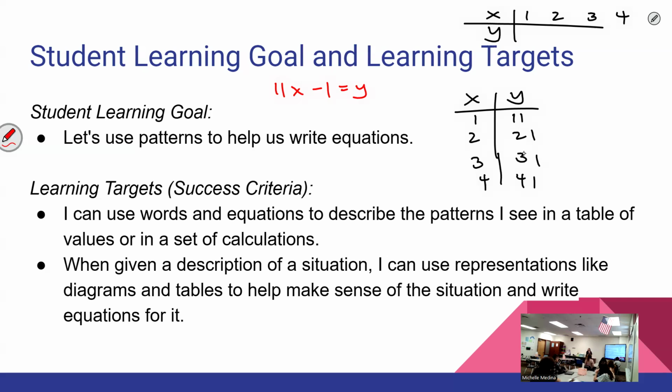Does anyone think they have it? What could I do to the X? Ten plus 1. Okay, let's try that. What's 1 times 10? And then what's 10 plus 1? Okay, works for that one. What's 2 times 10, plus 1? Then 3 times 10 plus 1, then 4 times 10 plus 1. So I can say that's the equation because it works for every pair.